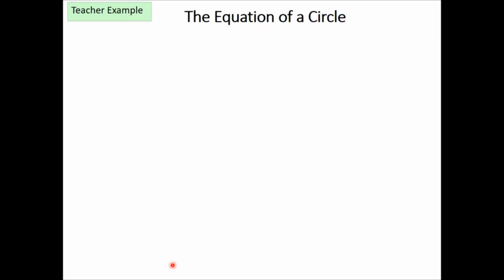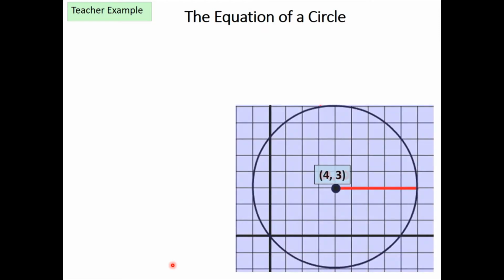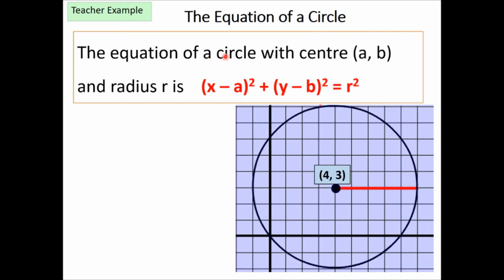So for the next part in this lesson, we're looking at circles where the center is not at the origin. So in this case we've got an equation for a circle where the center is at 4, 3. Now the equation changes slightly. Again we have the center as a, b, or in this case 4, 3. But this time each term inside the equation is x minus a, where a is the x coordinate, and y minus b, b being the y coordinate.